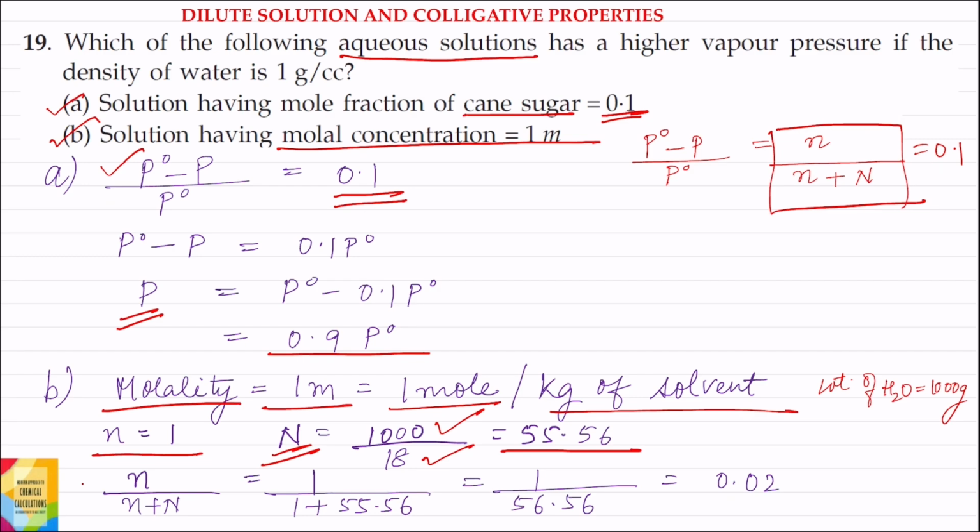Now again we can find out the mole fraction of solute, which is equal to moles of solute divided by total number of moles, that is 1 mole divided by 1 plus 55.56. 1 is the mole of solute and 55.56 is the mole of solvent, that is water. And this is equal to 0.02.